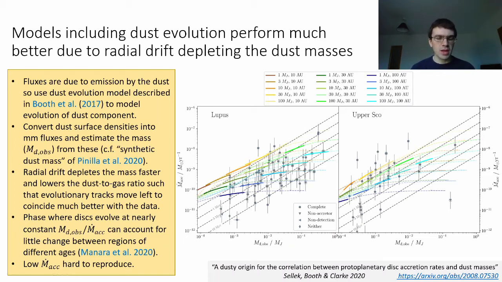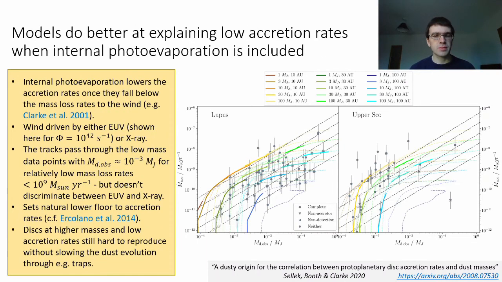And so there could be a number of solutions to this, but we decided to focus on internal photoevaporation, because once the accretion rates become low enough, the internal photoevaporation becomes the more efficient way of removing material, and so it starves the accretion, causing the rates to decline and the tracks to turn downwards. Now, we inspected a variety of models with both EUV and X-ray driven winds and found that we couldn't discriminate between the two. But in order to get these low mass disks at low accretion rates, we had to have the dust decline sufficiently, which meant that we had to have a fairly low mass loss rate in the wind of below about 10 to the minus 9 solar masses per year.